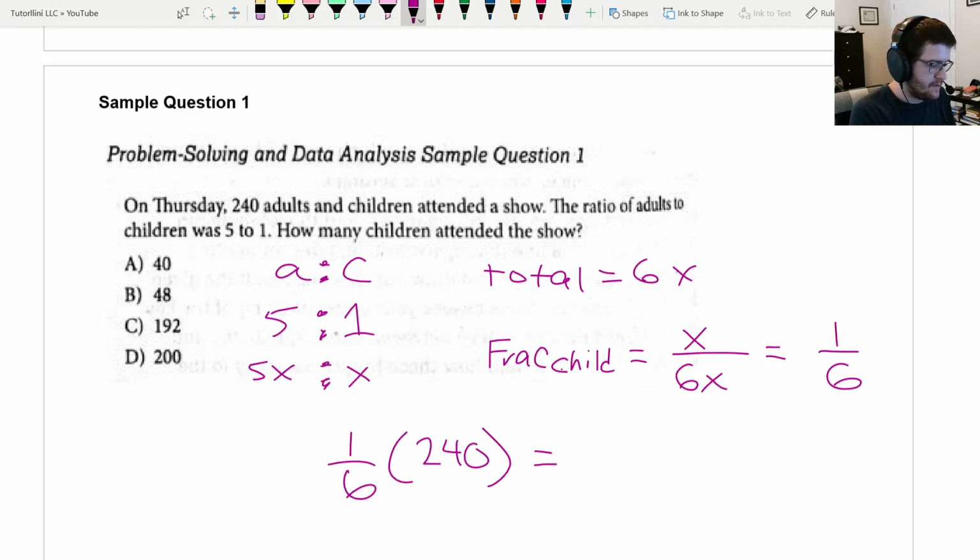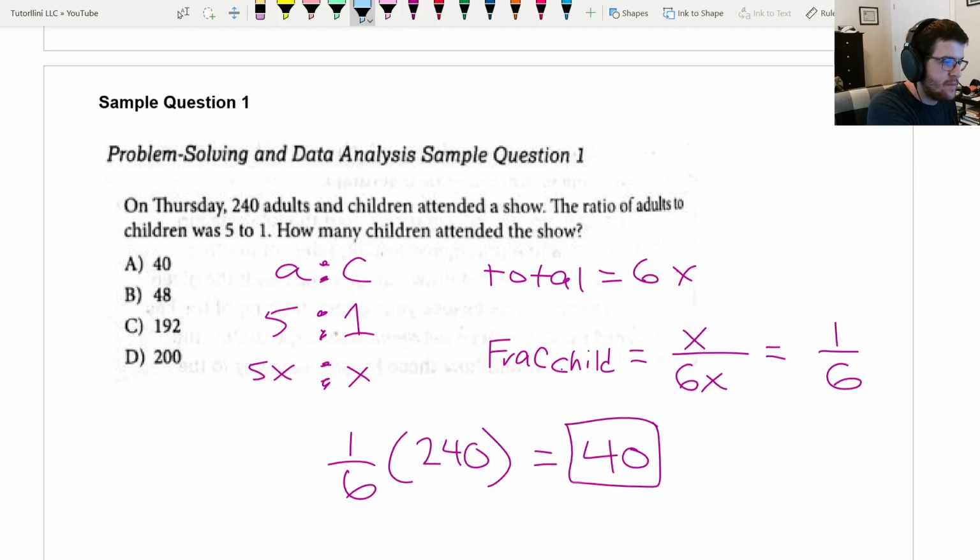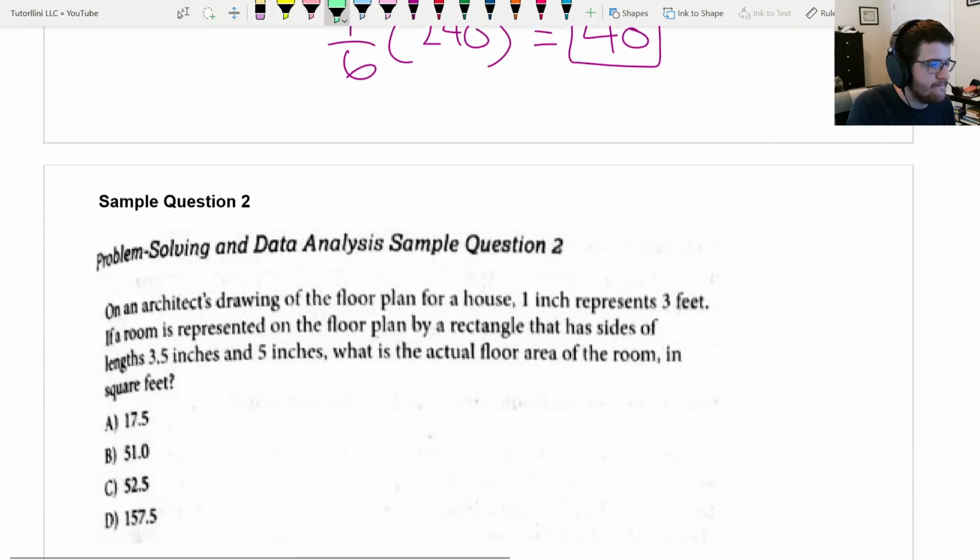So let's see what that gives us. We get 40, which is answer choice A. Very similarly, if we wanted to find the total number of adults, we would do 5/6 times 240. Great.